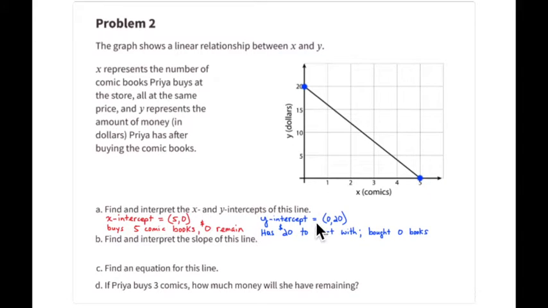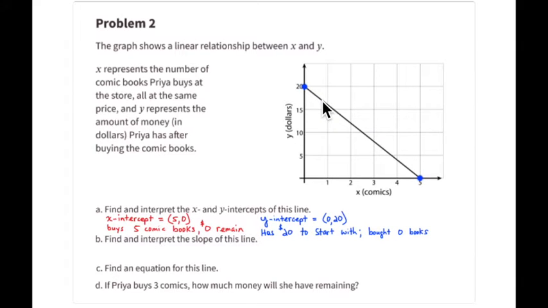The y-intercept is at 0, 20. So before she purchases any comic books at all, she has $20. So 0 comic books, $20. Now notice that this is a negative slope. Every time she purchases a comic book, this line goes down as she removes money from the amount of money that she starts with. So it's a negative slope.